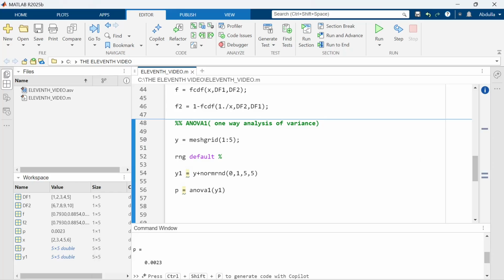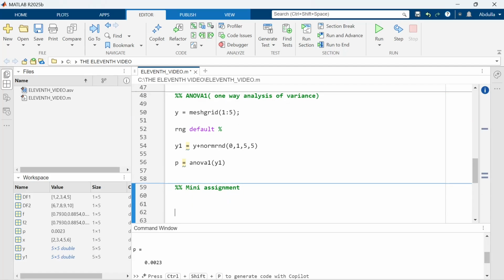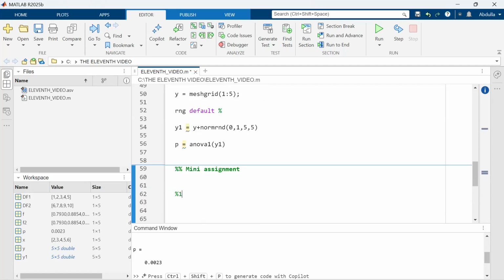Okay, so right now it's time for our mini assignment. For our mini assignment today, I want you to just apply what we covered. Use MATLAB to calculate and plot critical values for Student's t and F distributions.